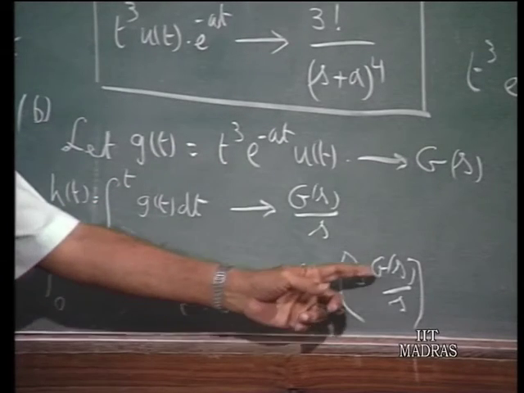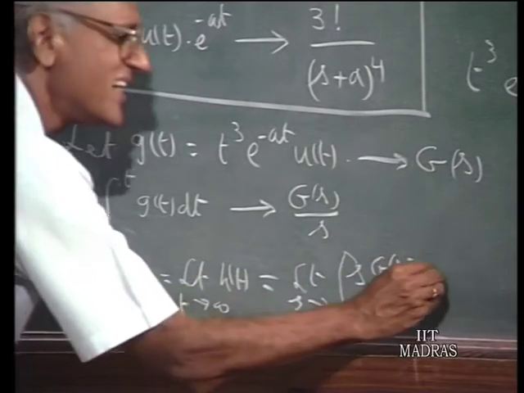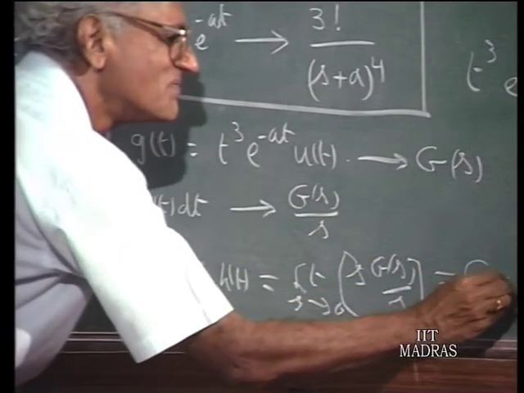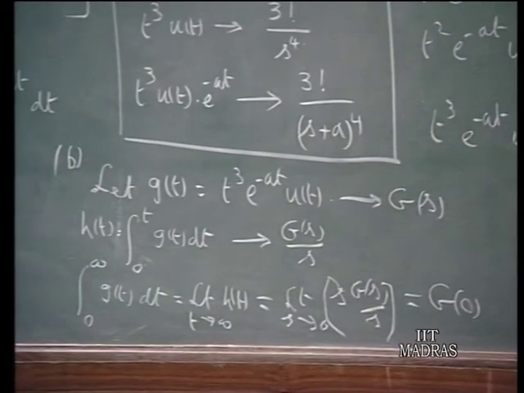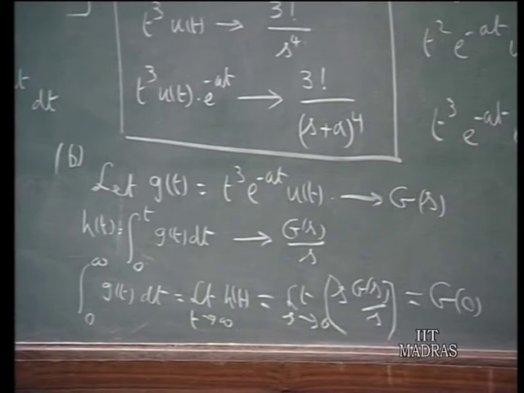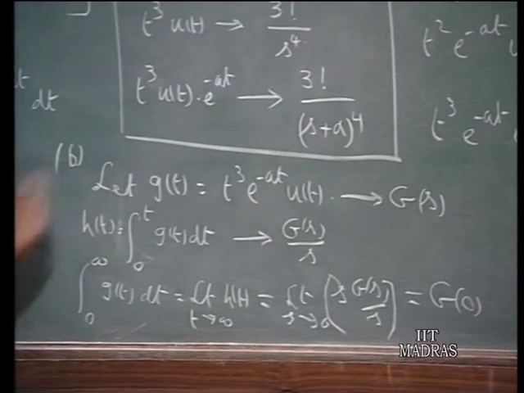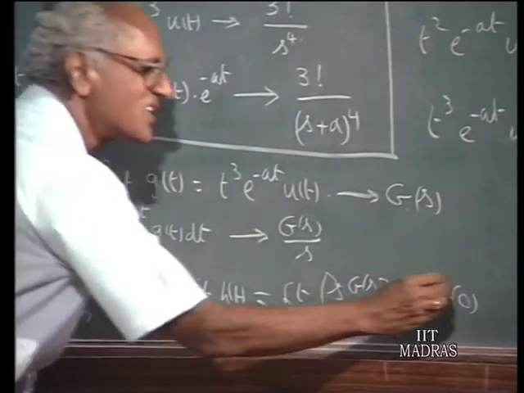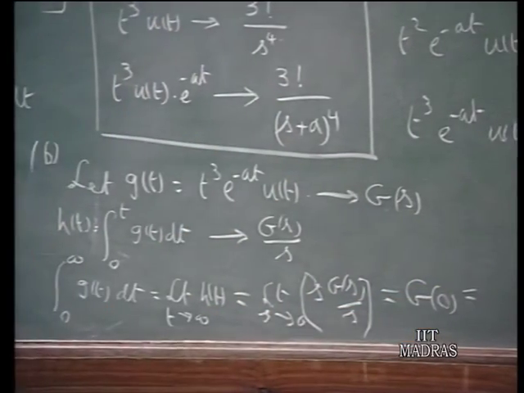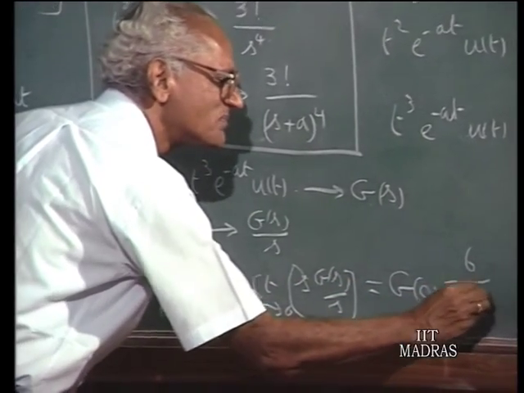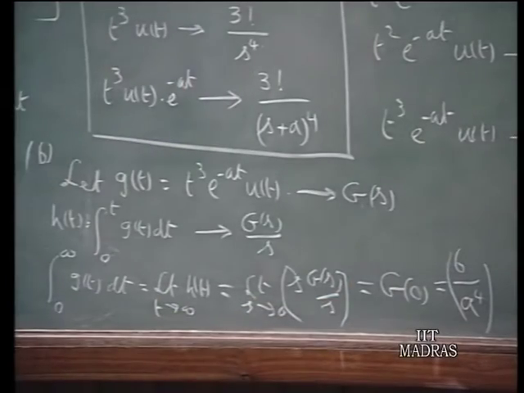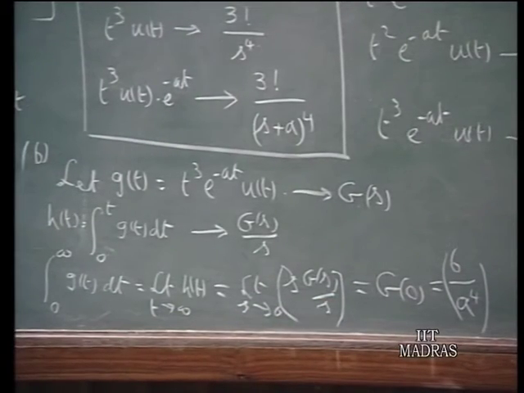Now, in this case it is s times g of s over s. So, this is indeed s cancels out, giving g of 0. So, the final value of the integral from 0 to t of g of t dt happens to be simply g of 0, where g of s is the Laplace transform of this quantity. In our case, g of s is equal to this, therefore the final value, that means when s is equal to 0, this is 3 factorial, 6 upon a to the power of 4. So, that is the answer for the second part, 6 upon a to the power of 4.